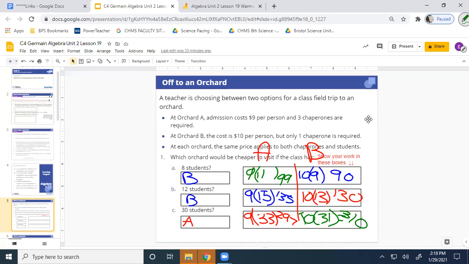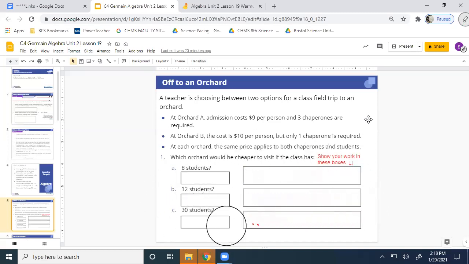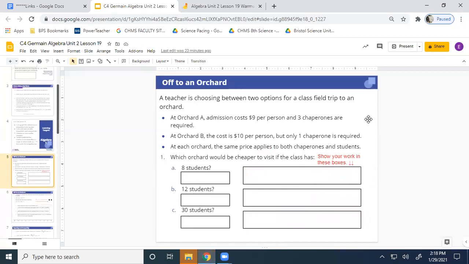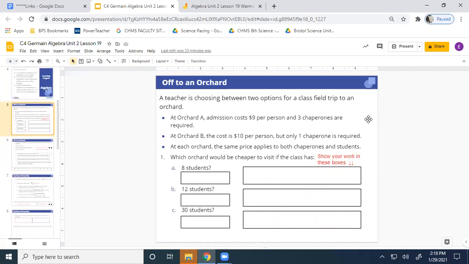Now we're going to look at two things. One, we're going to look at an equation that represents this story. And then we're going to look at an inequality that represents this story. Okay? So, if we scooch down to the next slide, let's take a look at slide number 6. We now are going to be looking at an equation.